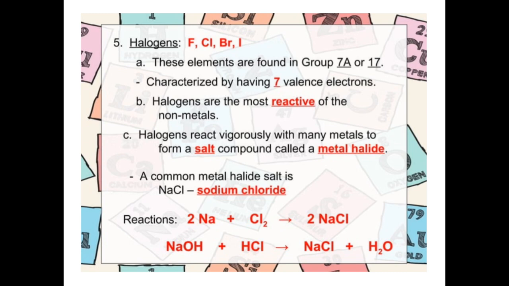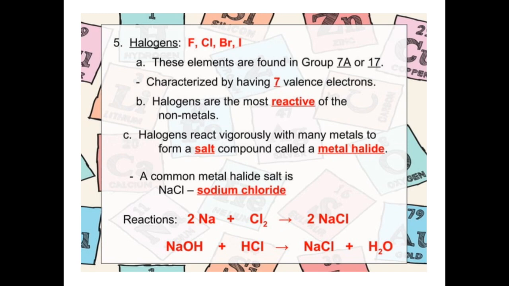They are very reactive. The halogens will react with many metals to form salts, which are called metal halides. An example is when sodium reacts with chlorine to form sodium chloride. They are gases at room temperature. They are diatomic gases. They exist as Cl2, F2, and so on.